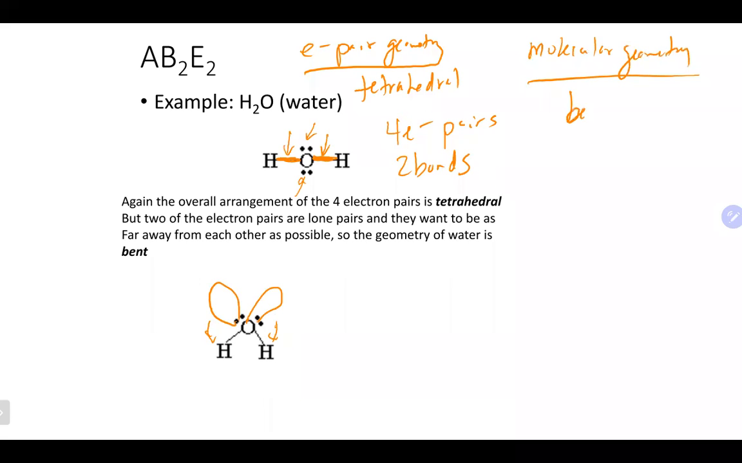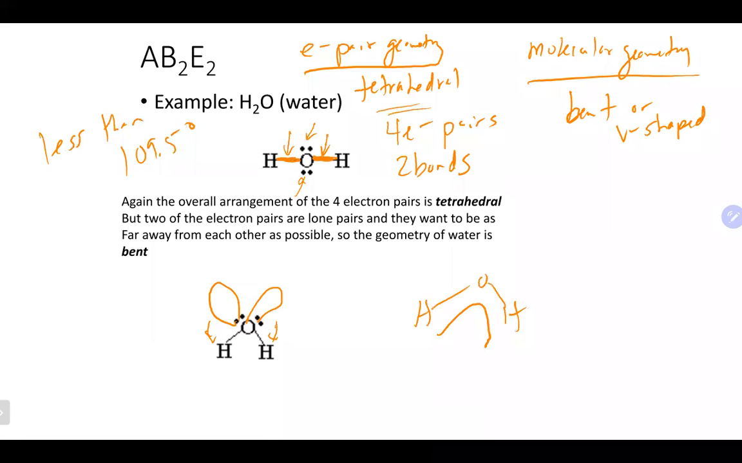known as bent or V-shaped. That's why oftentimes you do see water drawn like this, basically like an upside down V or bent type of thing. It has a bond angle also based off a tetrahedral here. It is also less than about 109.5. This guy's about a 104-ish in that real ballpark.